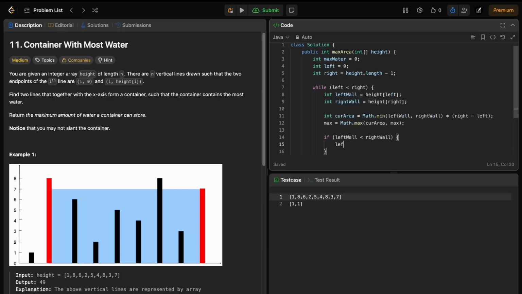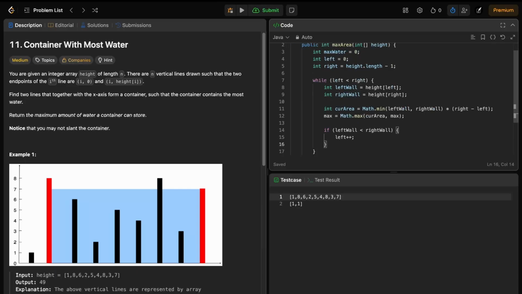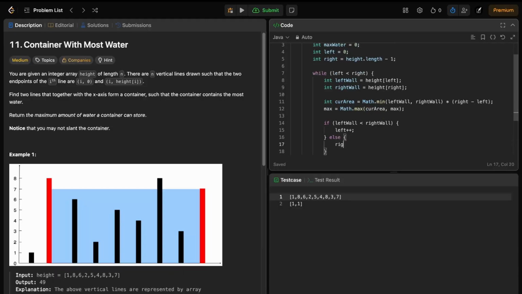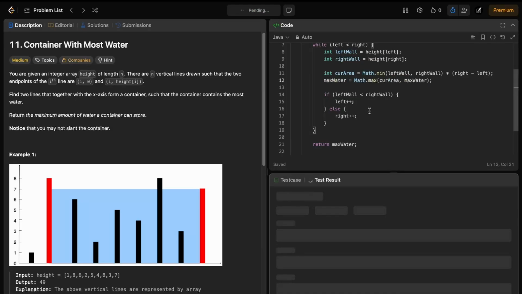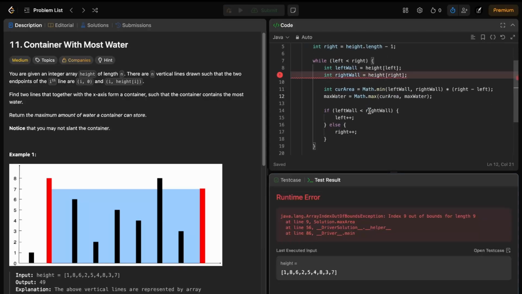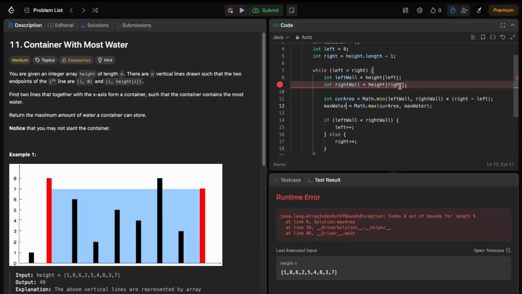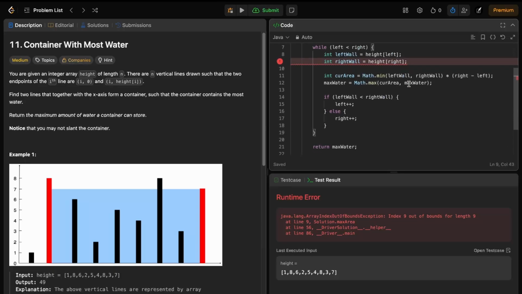Yeah, so we are going to move the left wall, else we will move the right wall. Okay, now we will return the max water over here also. Okay, what is the problem here? Sorry, this should be minus minus. So basically when we are going to move the right from right to left, and left moves from left to right.